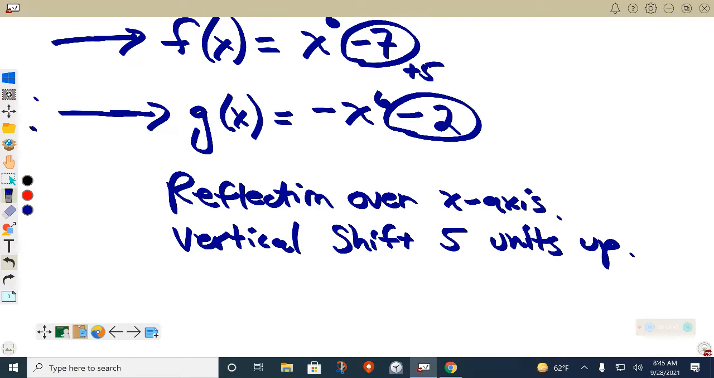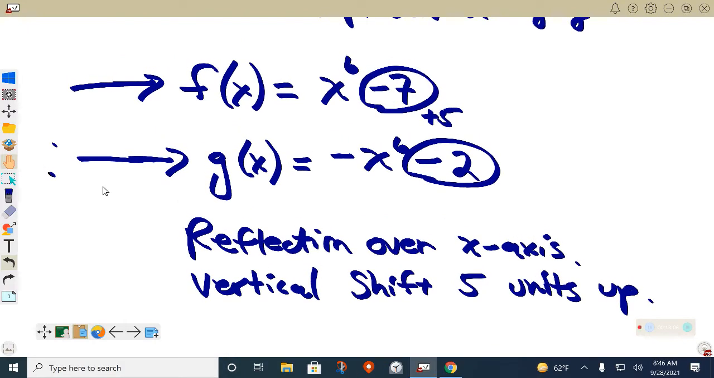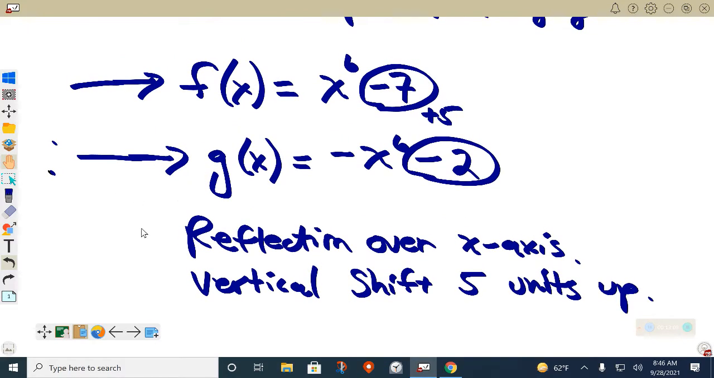We're asking ourselves, to get from -7 to -2, what had to happen? We had to add 5. So it's going to be a vertical shift 5 units up. So we can verify it. I'm going to graph this, and you're going to see how it's a reflection over the x-axis and a vertical shift 5 units up. I want to encourage you to use your graphing calculator to verify your answers.